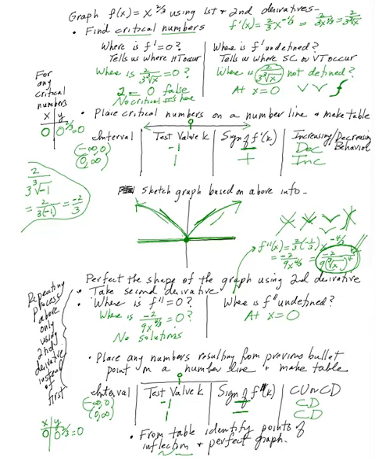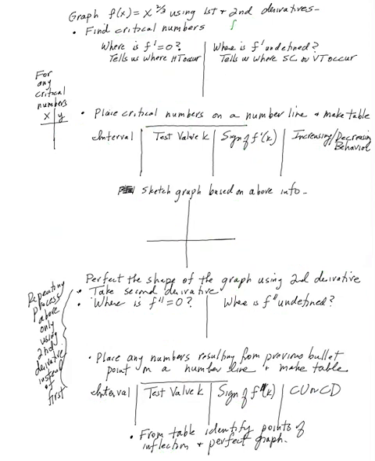Let's graph f of x equals x to the 2/3, practicing what we've just practiced on the previous problem with another problem, using this first and second derivative information that we're learning to use to produce graphs. So the first step is always to take the first derivative.